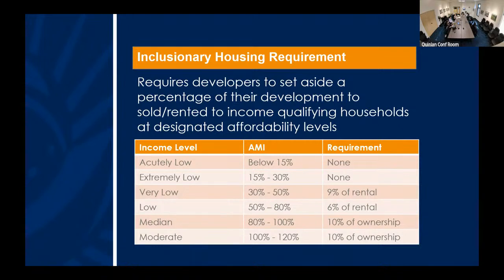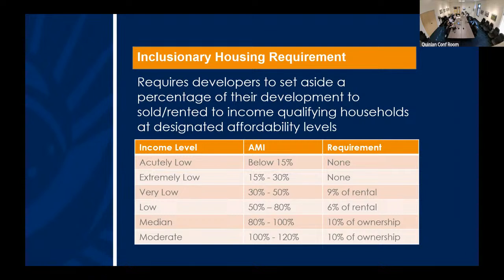Like I said, it requires developers to set aside a percentage of their for-profit development to either be sold or rented to income qualifying households at designated affordability levels. So we're going to take it back and just talk about what it means to be low income, and what level that means. There are currently six recognized income levels within the low income housing menu. At the very top, you have moderate income folks. They make between 100% of area median income, so the middle income for Santa Clara County, up to 120%. So they're close to the middle, slightly higher.